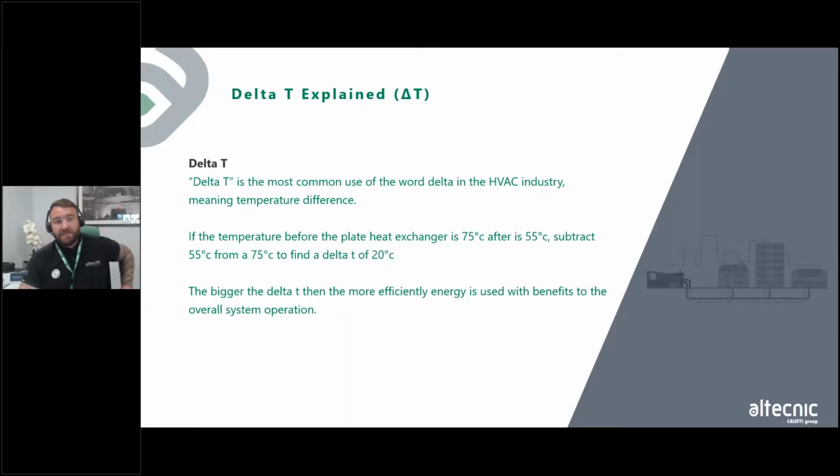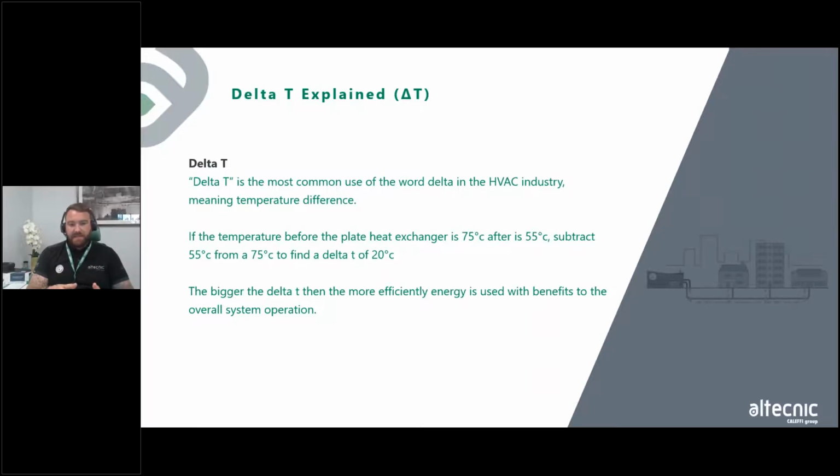So we spoke about delta T, and delta T is the most common use of the word in the HVAC industry, meaning the temperature difference. So if the temperature before the plate heat exchanger is 75 degrees, and after is 55 degrees, that means we've got a delta of 20 degrees. That's the amount of energy that's been withdrawn by the heat exchangers for use within the system itself, the energy that's been consumed.